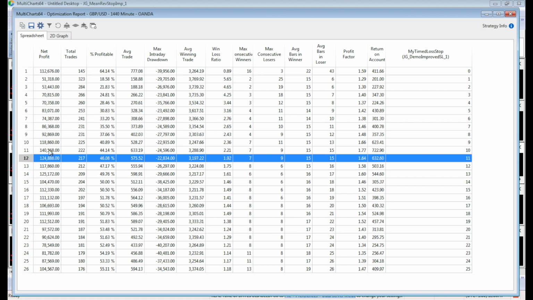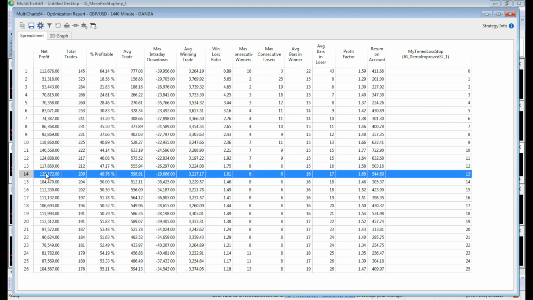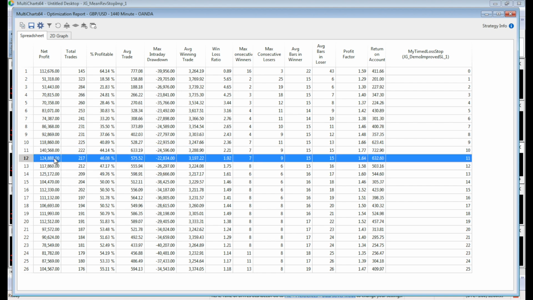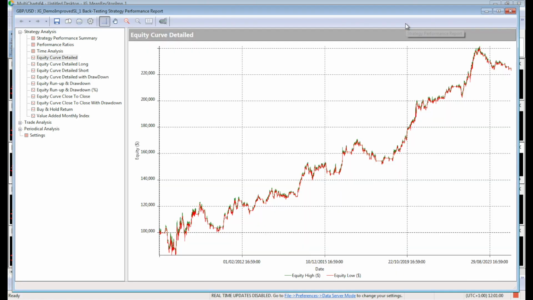Is it the third best in terms of net profit? Best is 140. We've got 125, then 124. So 11 was actually the third best result. And that's what the equity curve looks like. And again, probably a little bit smoother, especially in the early years, but really not too dissimilar to the others.